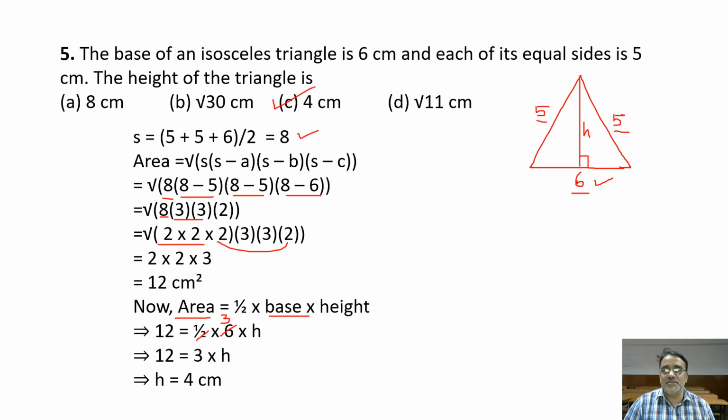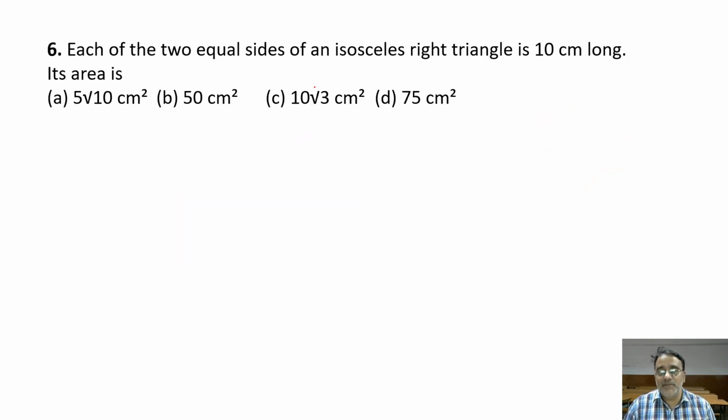So now we are moving toward question number 6. Each of the two equal sides of an isosceles right triangle is 10 centimeter long.